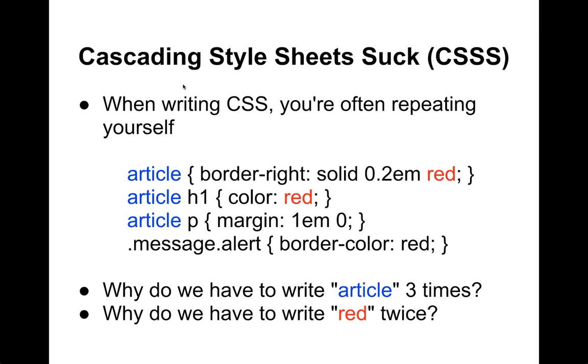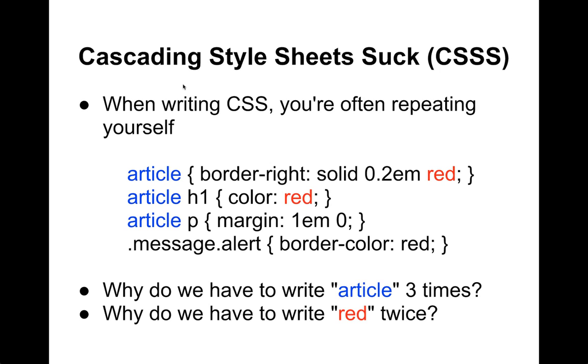So the reason for this presentation is that writing cascading style sheets is really quite a chore. We have to write a lot and it's hard to maintain and stuff like that. For instance, I have an example here where we are repeating ourselves a lot. I have to write the article element 3 times, and I have to write the color red 2 times.